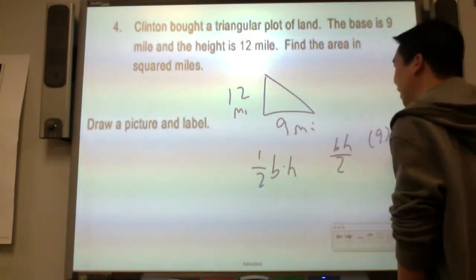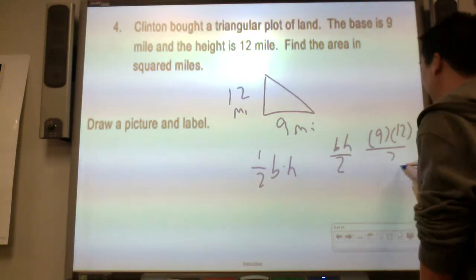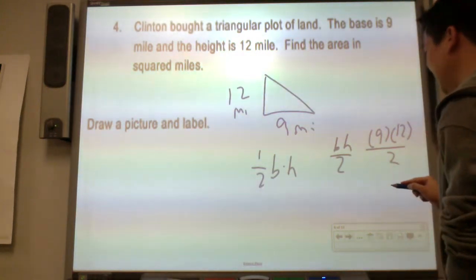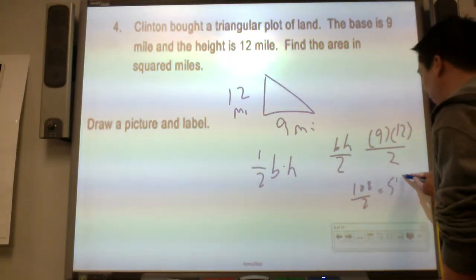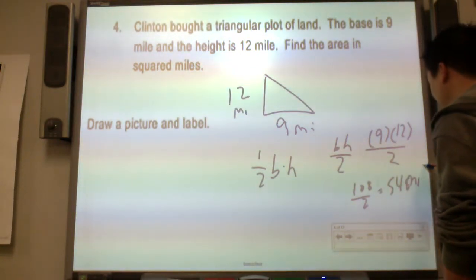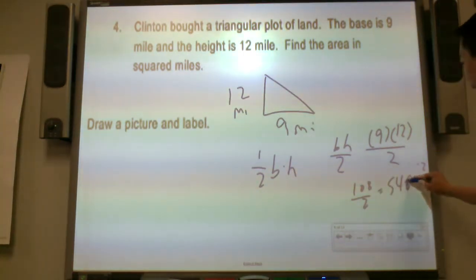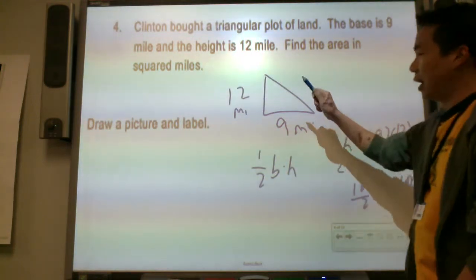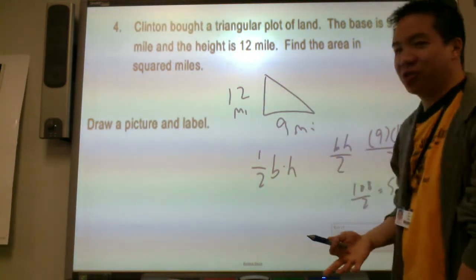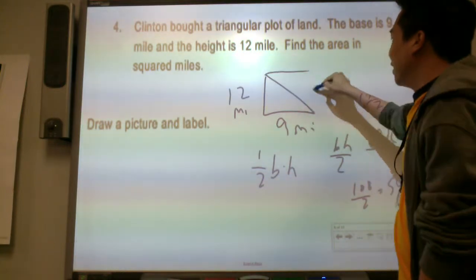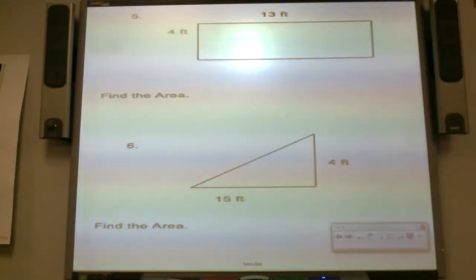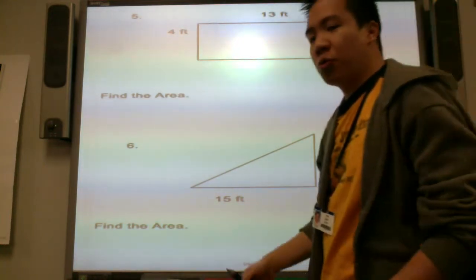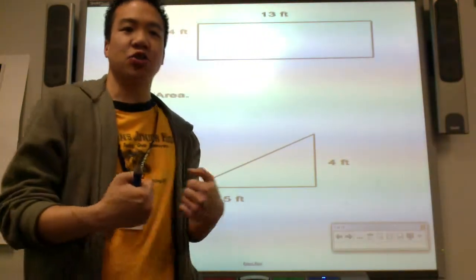Well, the base is 9, the height is 12. 9 times 12 is 108, I believe. Divided by 2 is 54 squared miles. That is the area of this. Again, why? I guess you're tired of me saying why. This is a square. You decompose it, divide it by 2. So now, what happens if you put rectangles and triangles together?